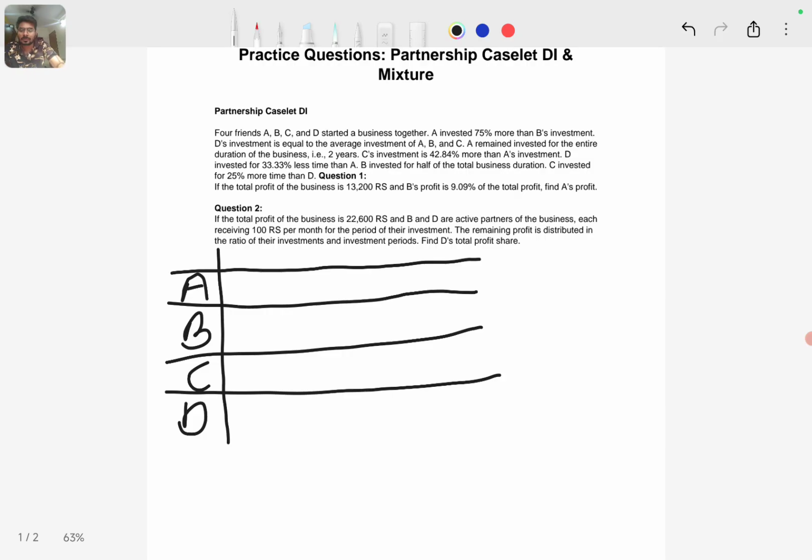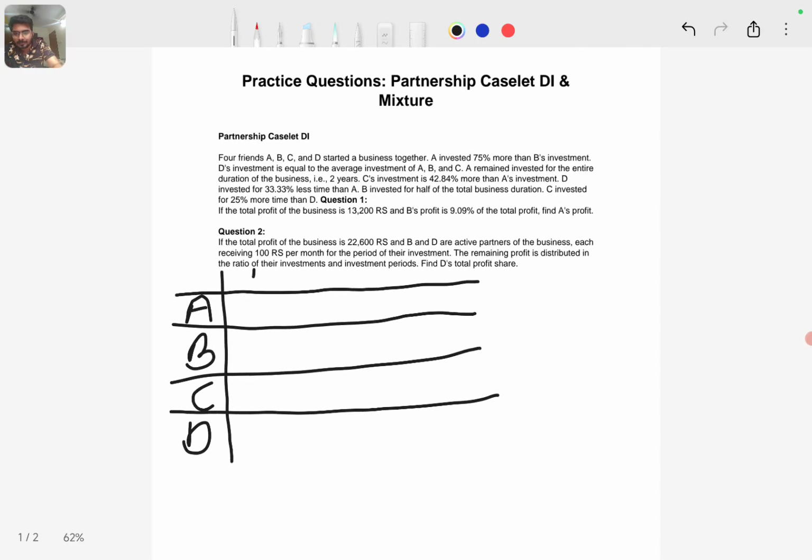So we all know that in partnership we have three entities. One is investment, another one is time, and the final one is profit. And we also know that profit is directly proportional to the investment multiplied by time. Okay, investment I am writing here. Okay, investment, time, and profit.